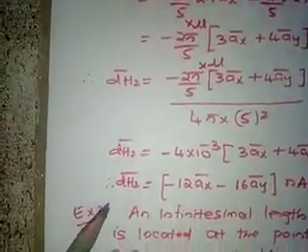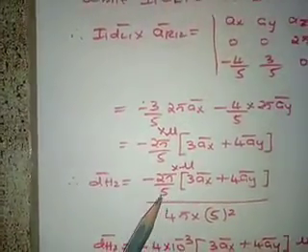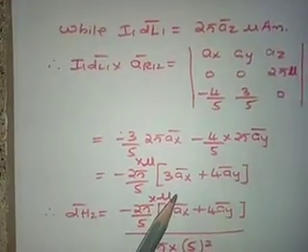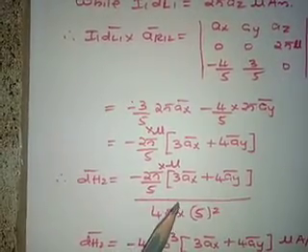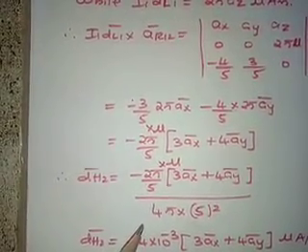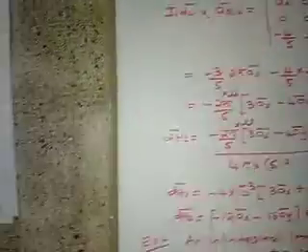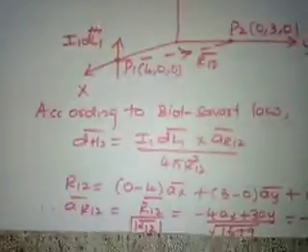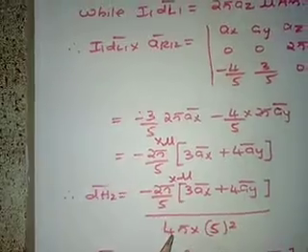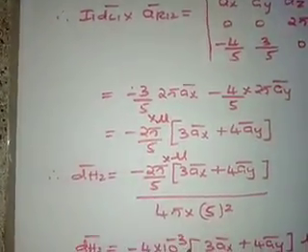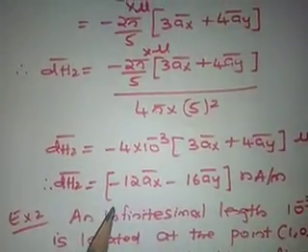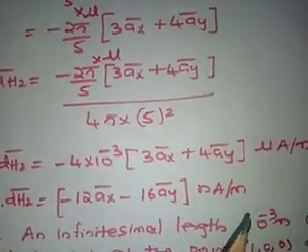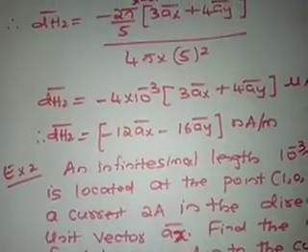So we get DH2 bar equal to minus 2 by 5 micro into 3 AX bar plus 4 AY bar, divided by 4 pi r12 square, because in the denominator of the equation for DH2 bar we have 4 pi r12 square. This is the cross product divided by 4 pi into 5 square. If we simplify this, DH2 bar is equal to minus 12 AX bar minus 16 AY bar nanoampere per meter. Okay, so this is example 1.